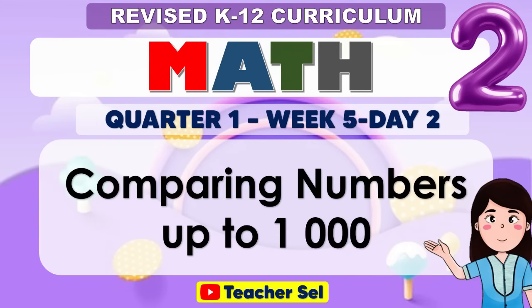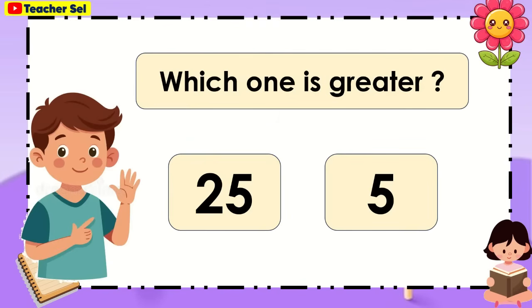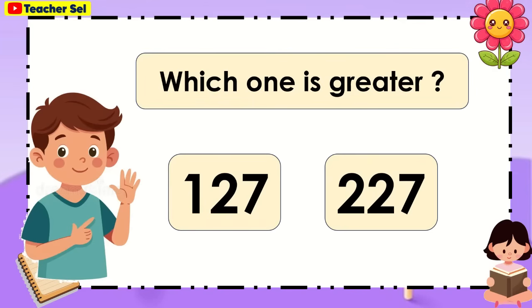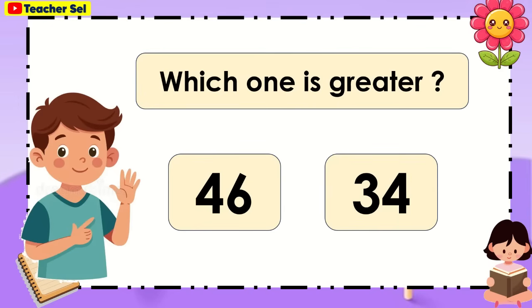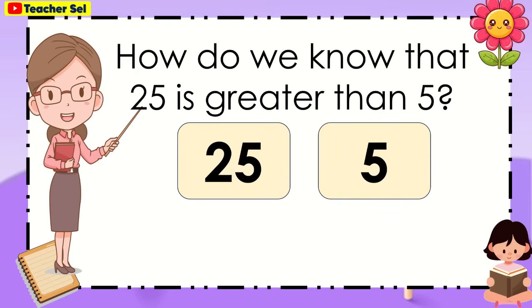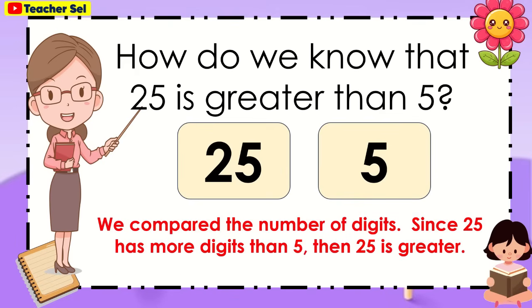For day 2, comparing numbers up to 1,000. Which one is greater, 25 or 5? You're right, it is 25. 127 or 227? Very good, it is 227. 46 or 34? You're right, it is 46. How do we know that 25 is greater than 5? We compare the number of digits. Since 25 has more digits than 5, then 25 is greater.